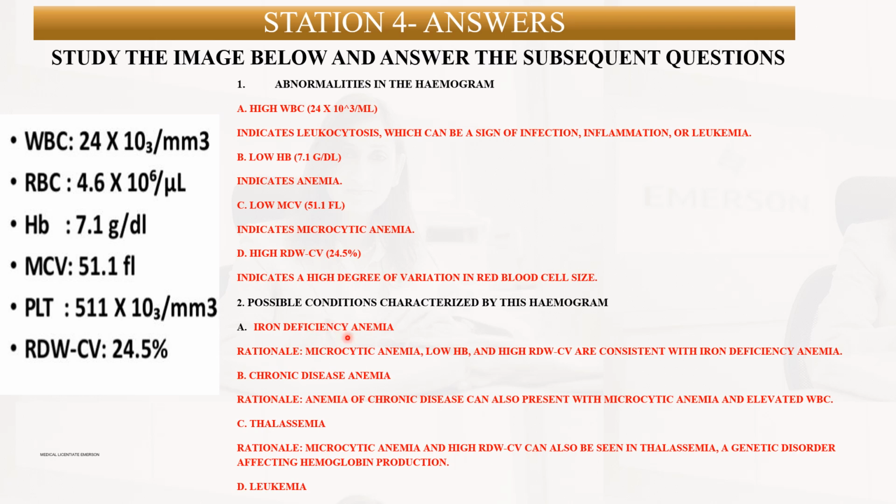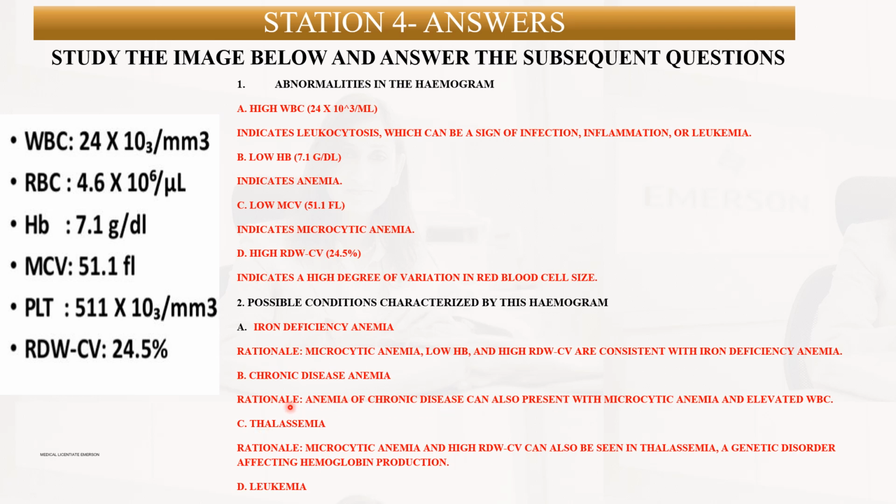Then let's go to the possible conditions characterized by this hemogram. Number 1, we can have iron deficiency anemia. The rationale is that there is a microcytic anemia, a low HB, and a high RDW-CV, which are consistent with iron deficiency anemia. Then the other possible condition is anemia of chronic disease, which can also present with microcytic anemia and a deranged WBC.